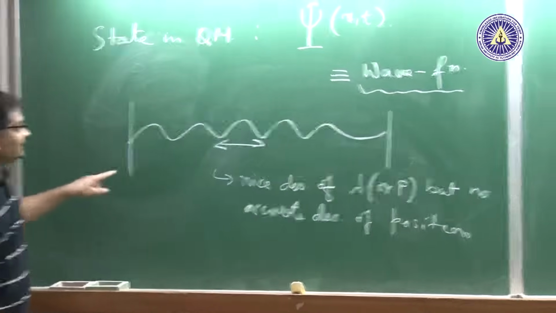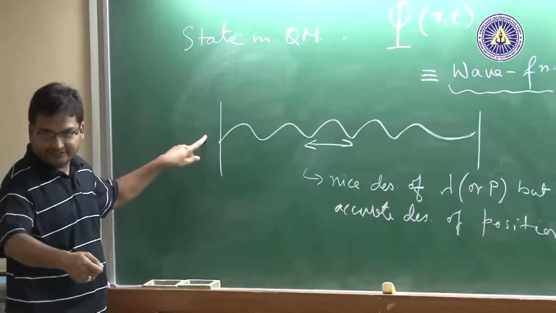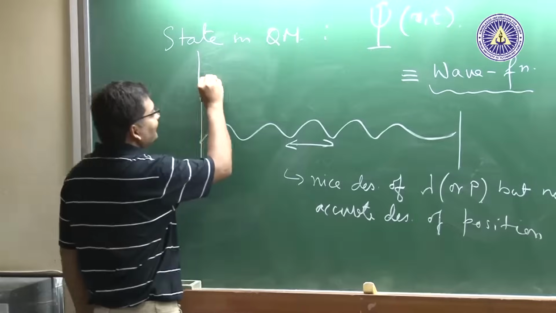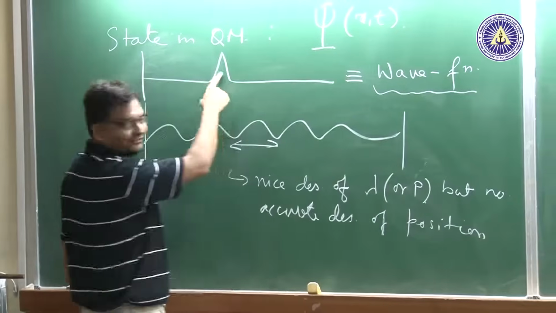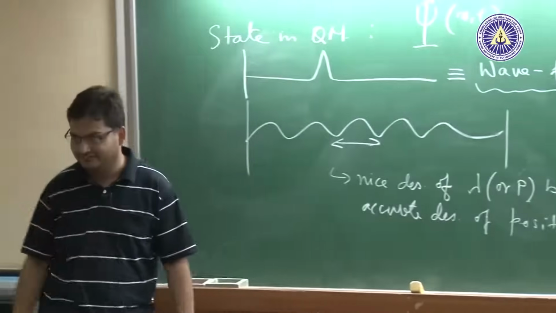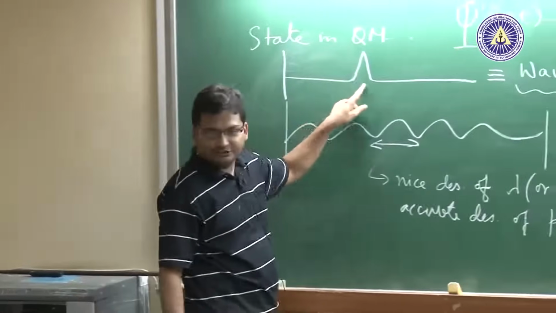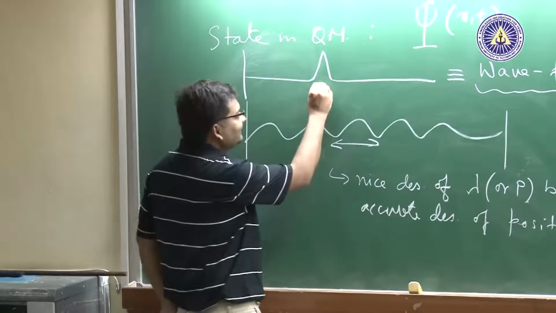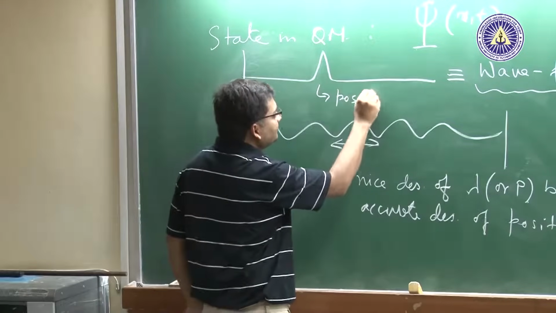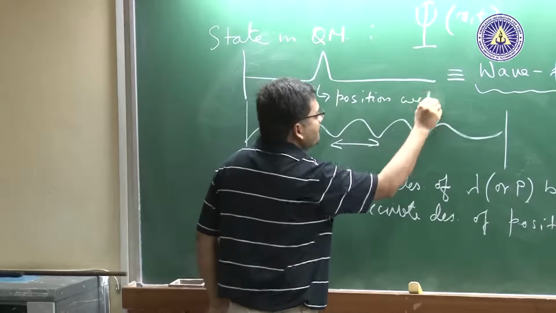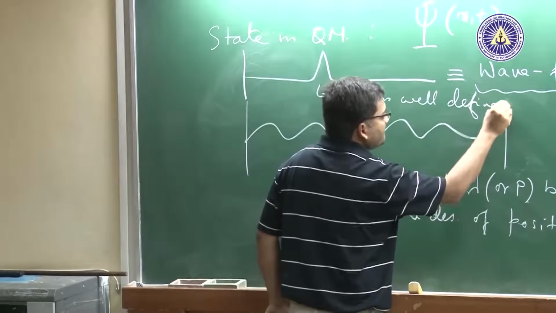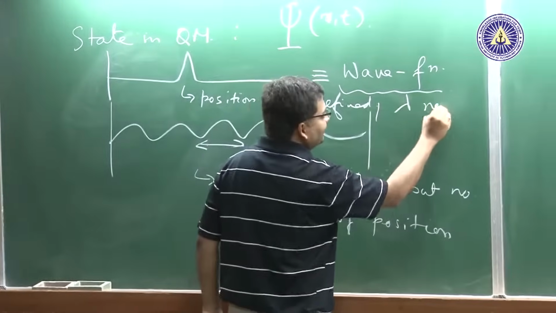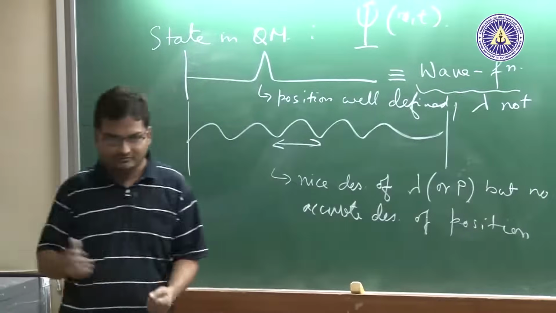Okay. Now I can generate another wave. I will just take the string and do this once, right? So I will get a wave which will have one hump which is traveling, and here I can specify the position of the wave accurately, wherever this hump is, right? So position well defined, but lambda not defined, or momentum not defined.